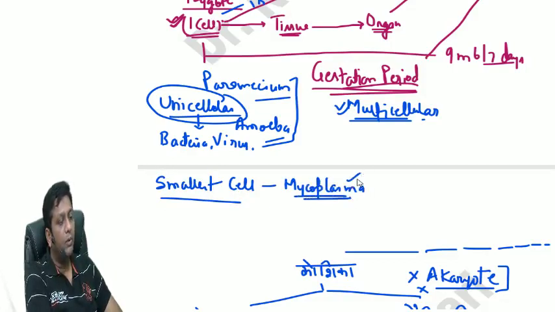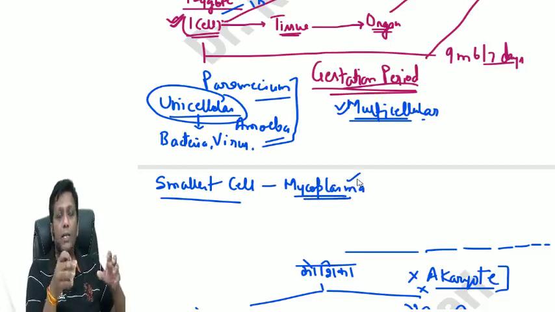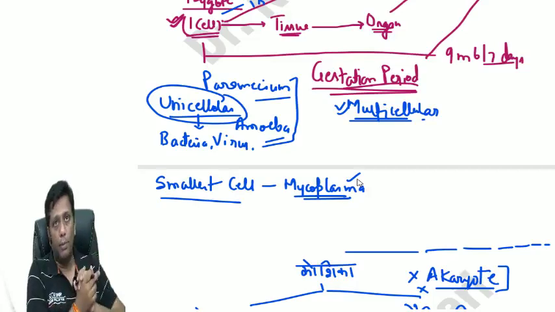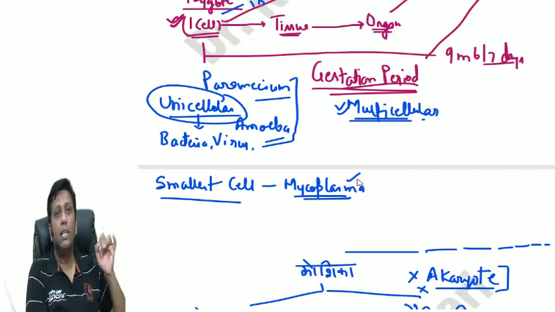The smallest cell is mycoplasma. Mycoplasma is the smallest cell and the smallest living organism. In both concepts, you remember: which is the smallest organism in this living world? You remember mycoplasma. Not even any organism is smaller than mycoplasma. It is the smallest one, made up of a single cell, and that is the smallest in size.